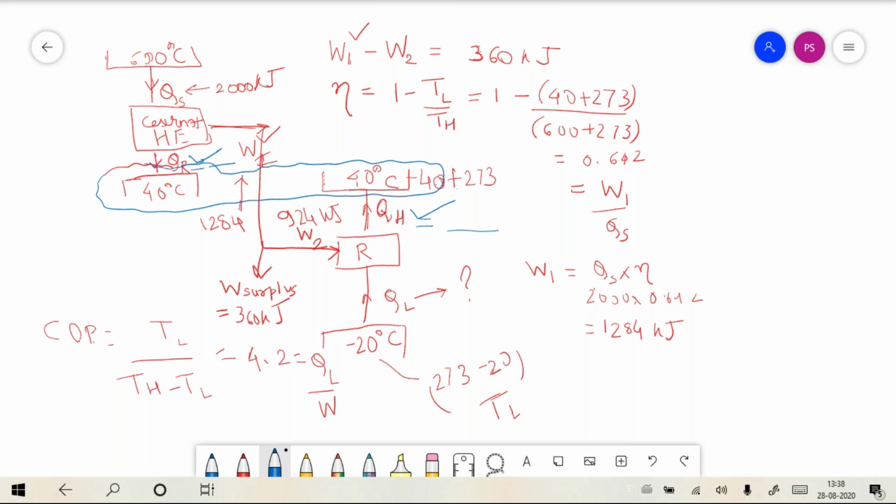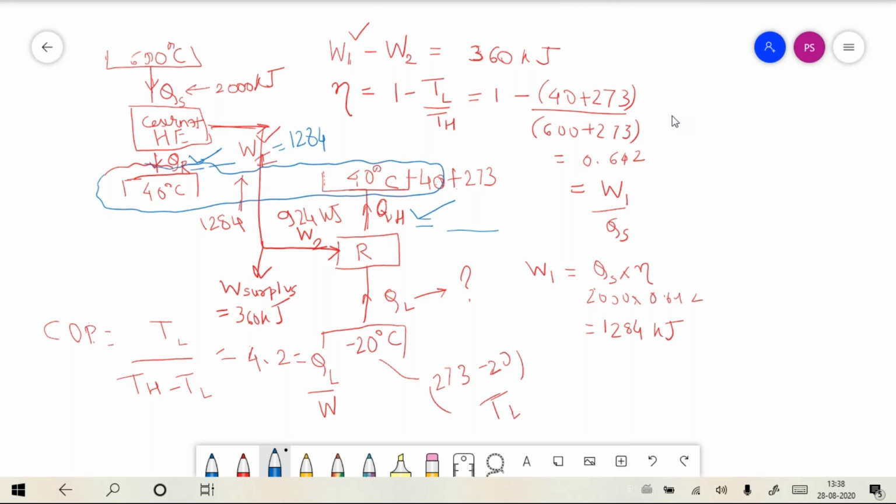All right. Let me show you now. Many of you are answering it, and I'm happy that you are answering it. See, look at this diagram. If you have followed the diagram, it would be very clear to you. This is 2000, and W1 you have calculated as 1284.